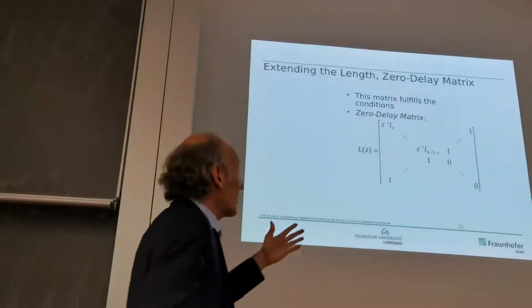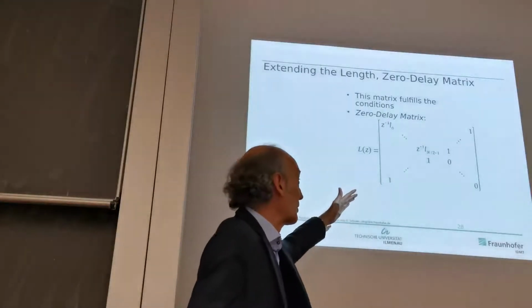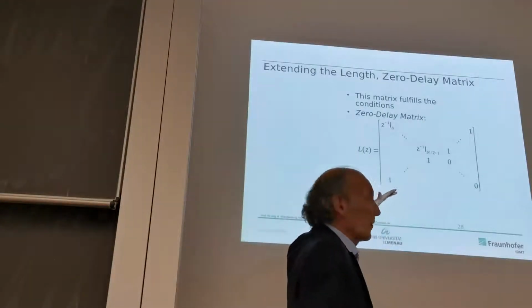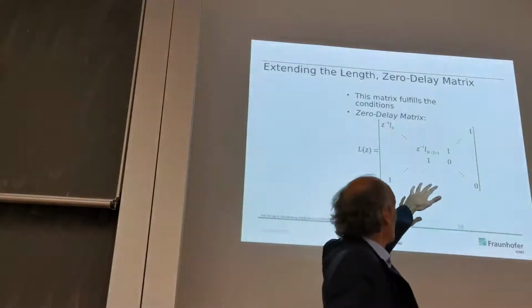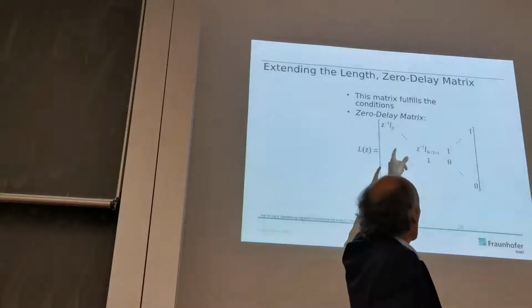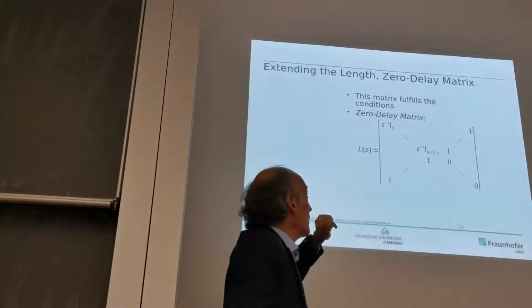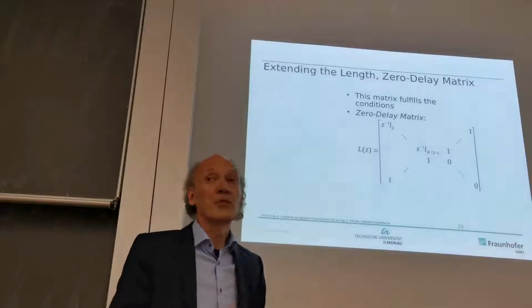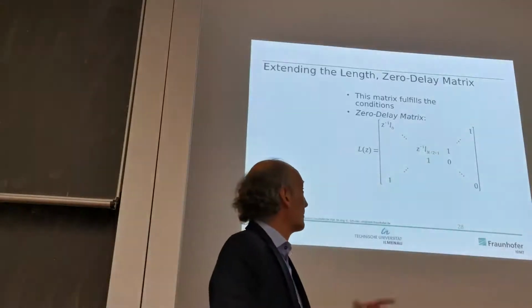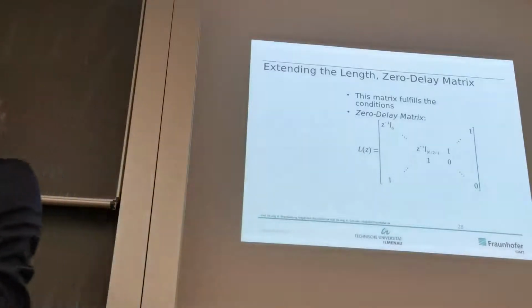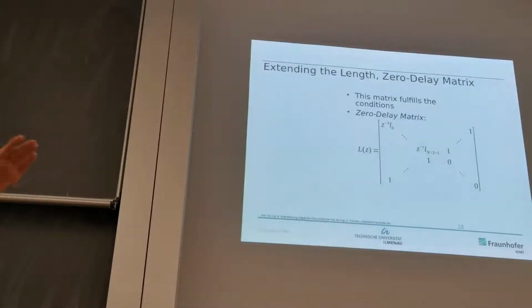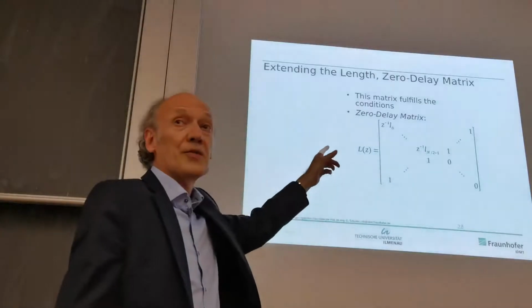So this is an example that fulfills those requirements. We have again ones on the anti-diagonal of our matrix. The empty spaces here are filled with zeros, and then on the first half of the diagonal we have delays multiplied with coefficients l, as you can see here. So it's only one half of the diagonal, then the anti-diagonal is ones and the rest is zeros. And this is what we call a zero delay matrix.